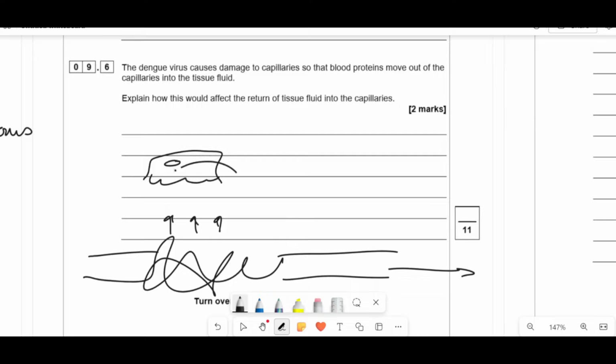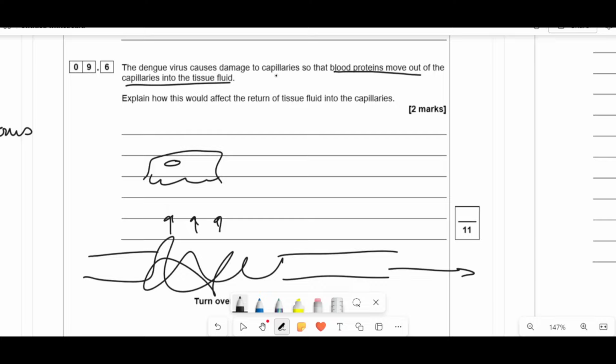But now if you think about it, water's left, so the water potential is going to be low in here. So water comes back in here via osmosis, not the tissue fluid, the water, right? That's tissue fluid. It's just fluid that surrounds it. So here the question's told you that it causes damage to capillaries so that proteins move out into the tissue fluid. Proteins are massive. Proteins don't normally move out. It's just water and tiny things.